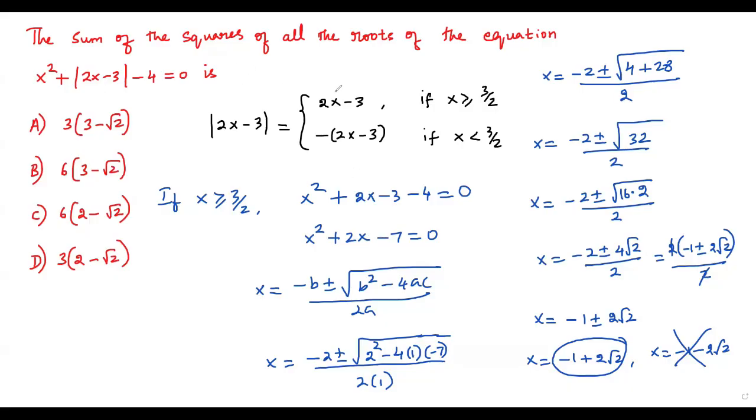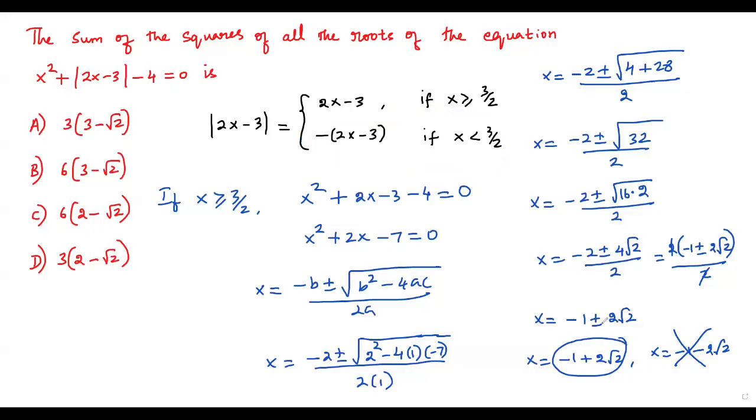Okay, now I just considered the first piece, that is, when x is greater than or equal to 3 over 2, and I got a solution, -1 + 2 times the square root of 2, for the given equation. Now what I have to do is consider the second piece we have over here and solve the given equation.